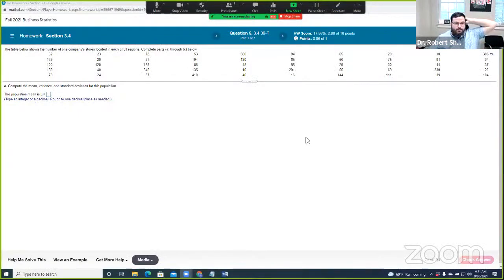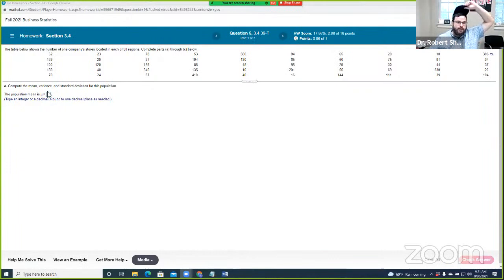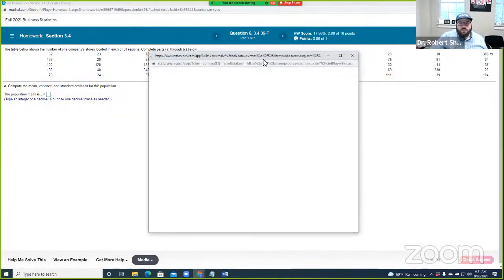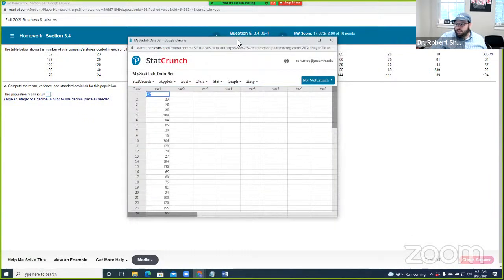And here's what the question looks like. So we've got homework through section 3.4, question number 5. And first it asks you to compute the mean. I think then it probably asks for the population standard deviation. So I'm going to pop this out to StatCrunch. Now, I don't know if you can see StatCrunch. Okay, it shows that you can see StatCrunch. In the past, whenever there was a pop-up in Zoom, it wouldn't let you see it. So you can see StatCrunch here.